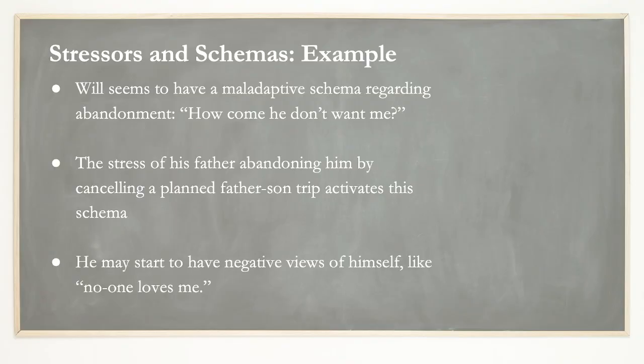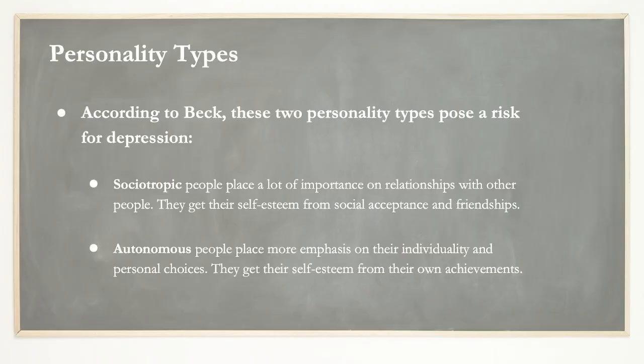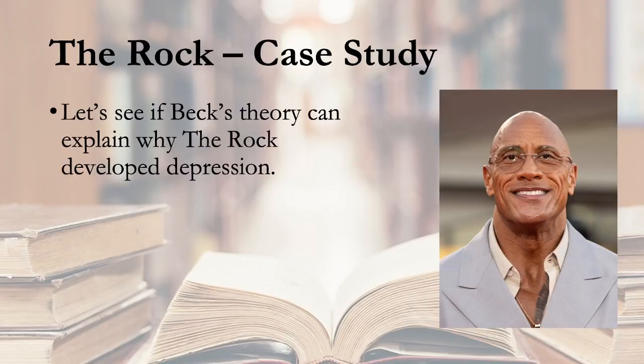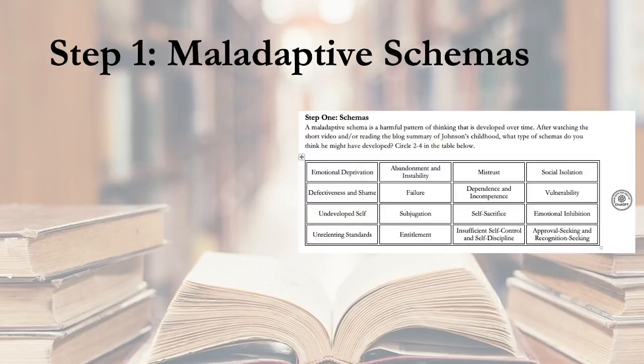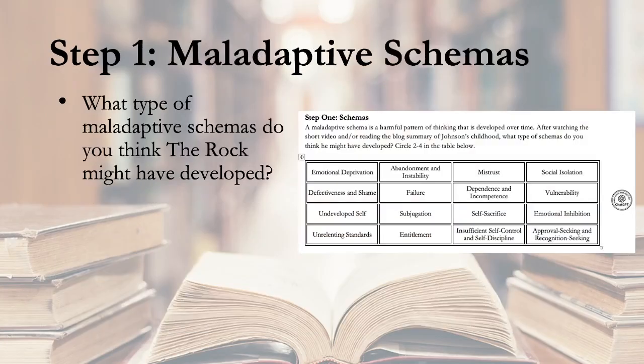All right, so it's the example from Will. All right, then we explain personality types, so we're just summarizing the theory here, and then we can link it to the Rock. Now we're going to try to take students through this step by step. So first one, maladaptive schemas. What type of schemas do they think he might have developed? And they simply circle them.